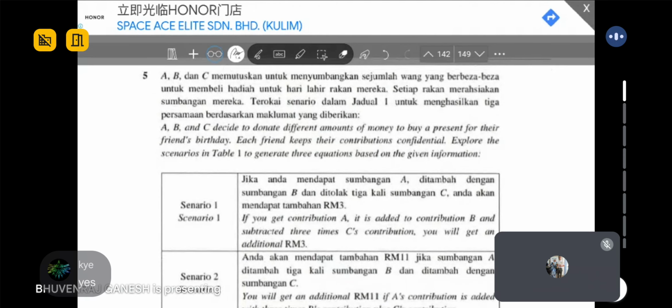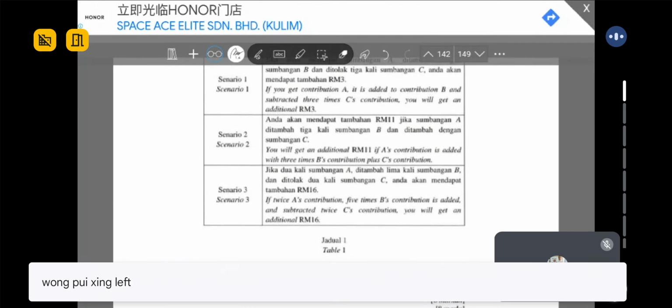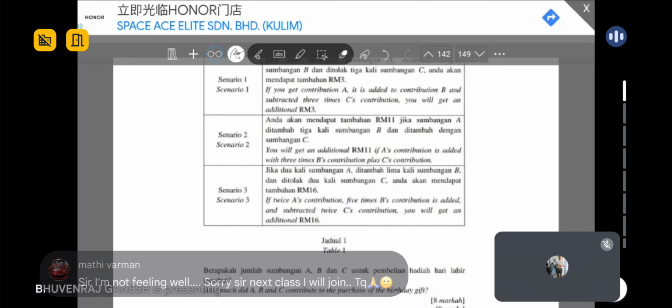Okay, so now guys. Okay, so now look at this question. Nampak soalan ni, come on. Okay, so they ask you to find A, B, and C. Cari nilai A, B, dan C.